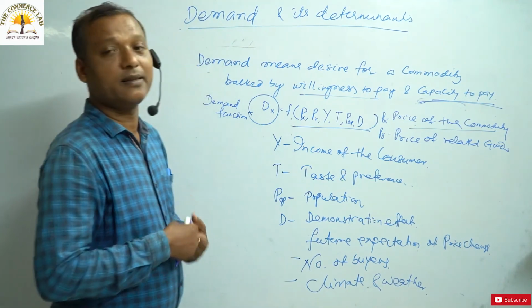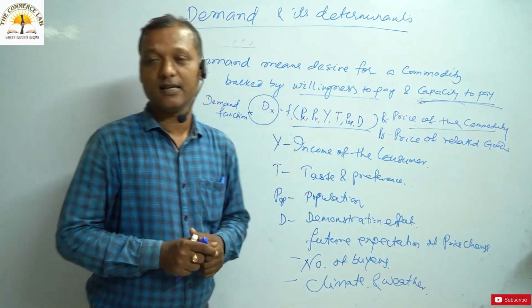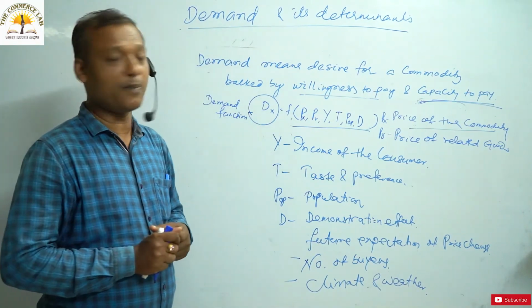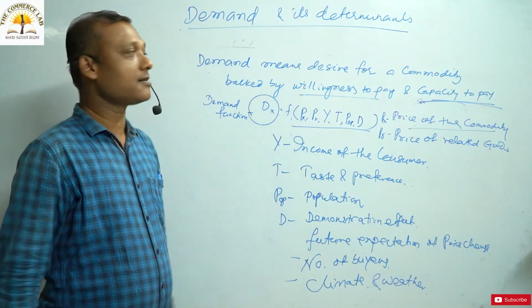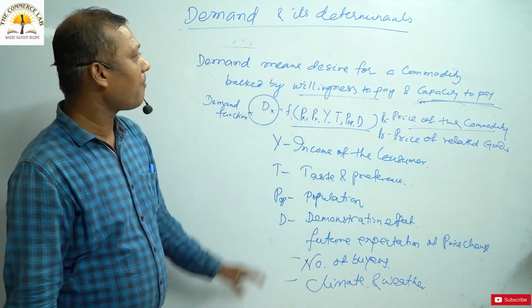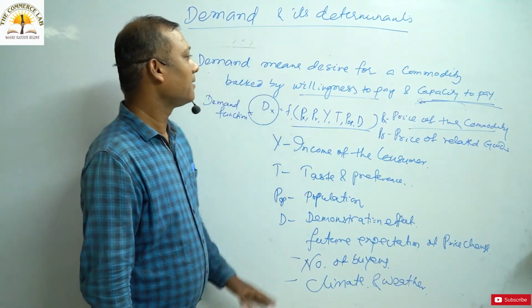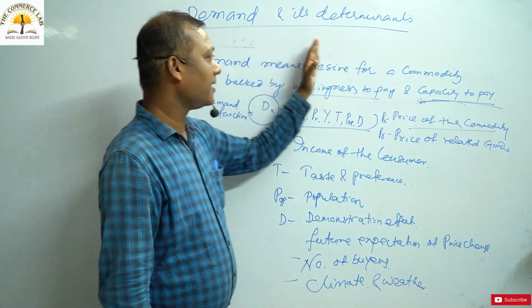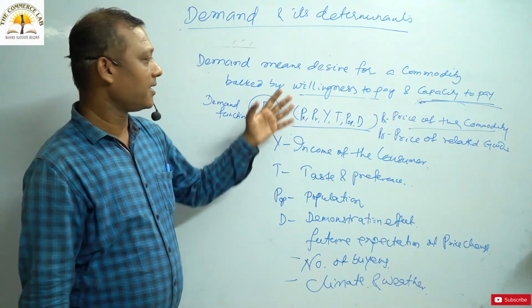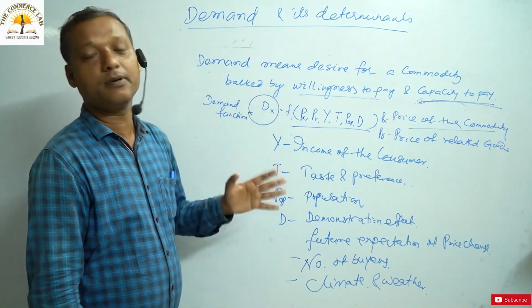So we have seen that demand is a multi-valued function. Demand is not a single valued function. Demand is influenced, demand is determined by many factors. So this is the entire discussion of the concept that is demand and its factors, or demand and its determinants, which is an important part of the theory of consumption.